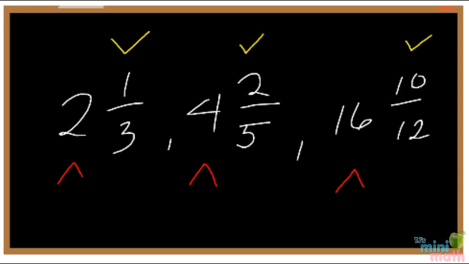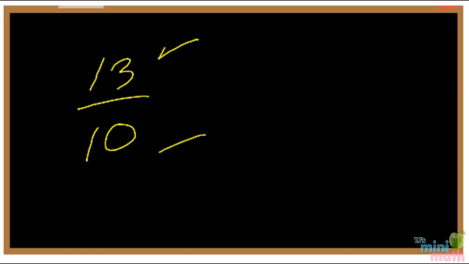So when adding, subtracting, multiplying, and dividing fractions, it is easy for us to process them if we convert them first to improper fractions. And as we all know, fractions whose numerator is bigger than the denominator are what we call improper fractions. So for example, I have 13/10. This is an example of an improper fraction because the numerator, 13, is bigger than the denominator, 10.